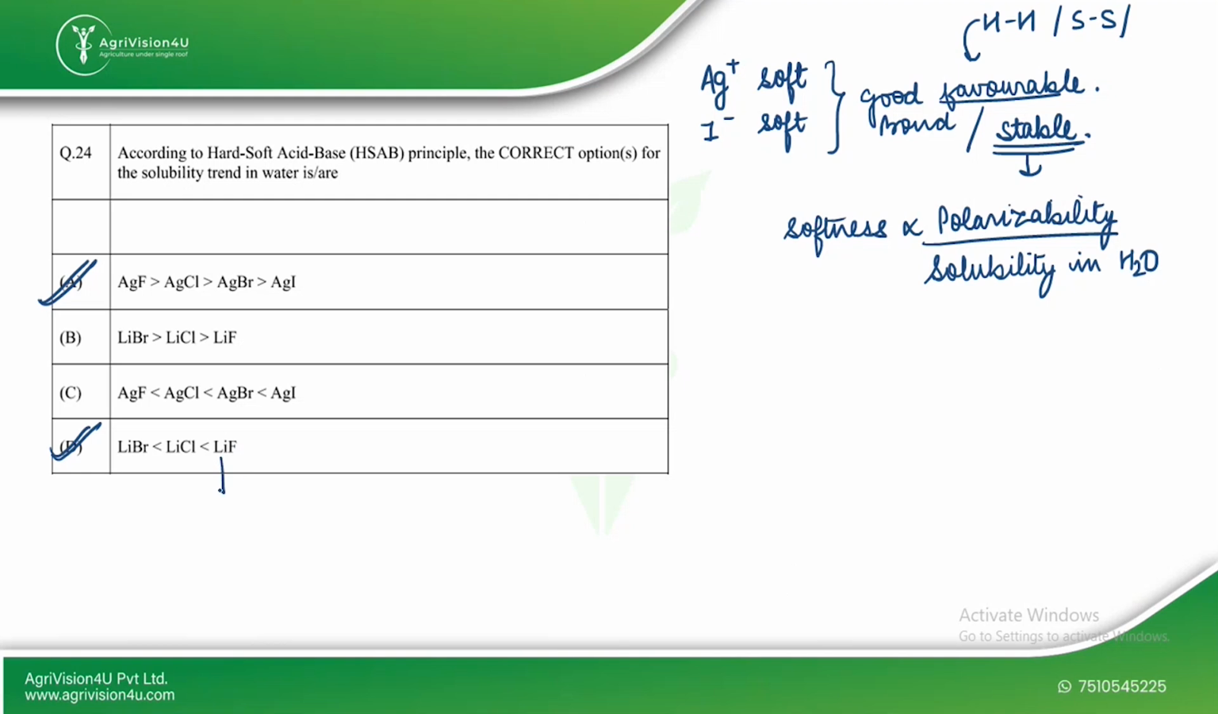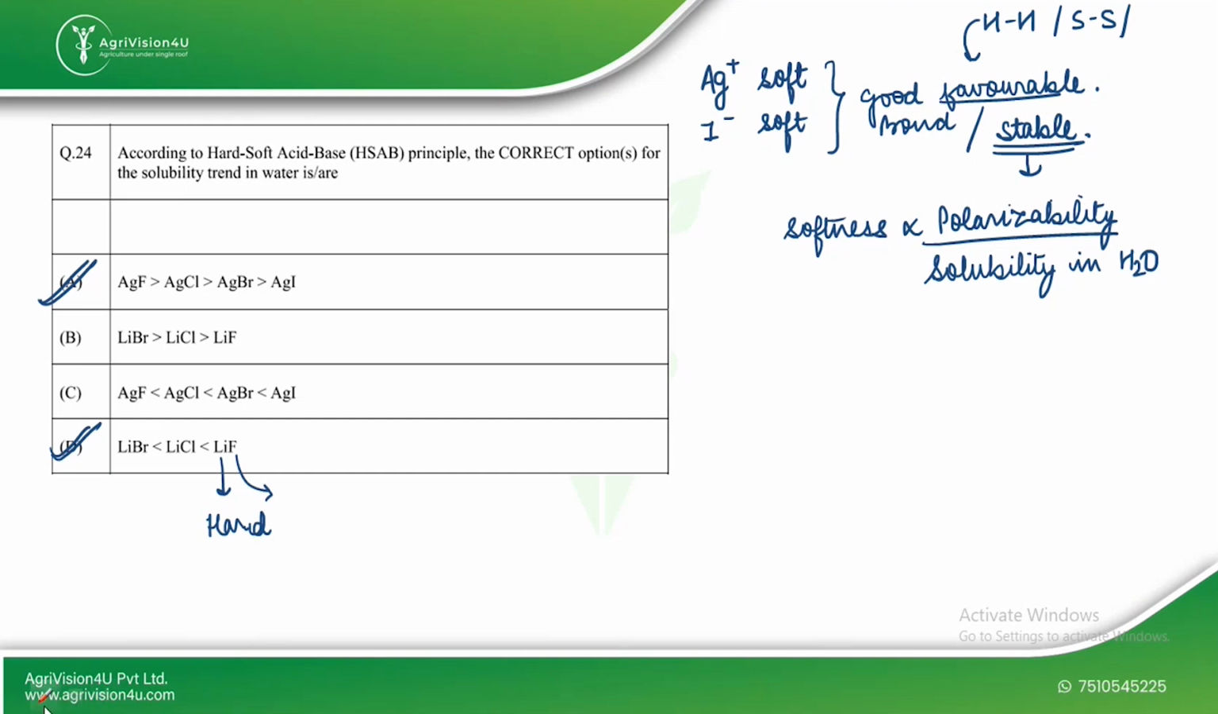So here the lithium is a hard species, and the fluoride ion is also a very small ion. If it is a small size, then this will not be the correct answer.